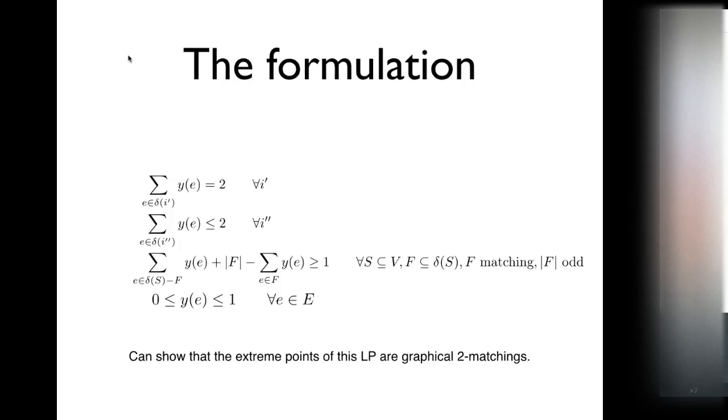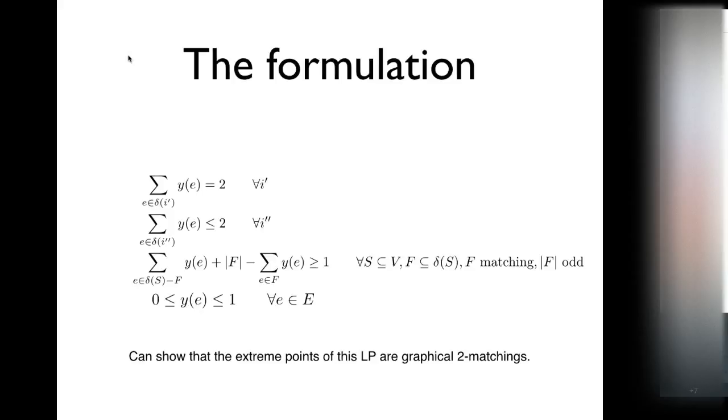So here's the formulation that we come up with. For every required copy of a vertex, we want the sum of the LP variables incident on it to be exactly 2. For every optional copy of a vertex, we want the sum of the LP variables incident on it to be at most 2. We want the variables between 0 and 1, and then we have this complicated set of constraints that just says across every cut, I want there to be an even number of edges. And you can show that the extreme points of this LP are graphical 2-matchings.